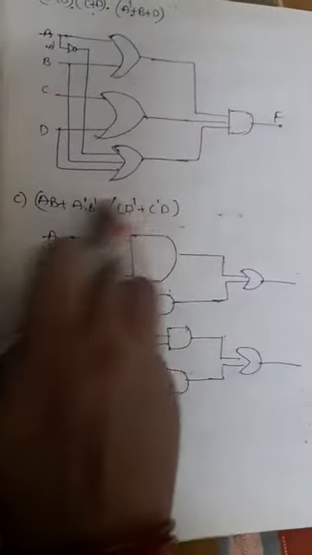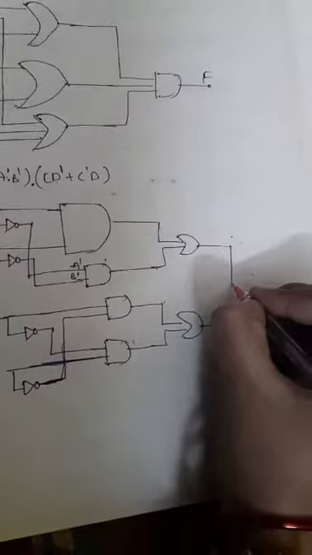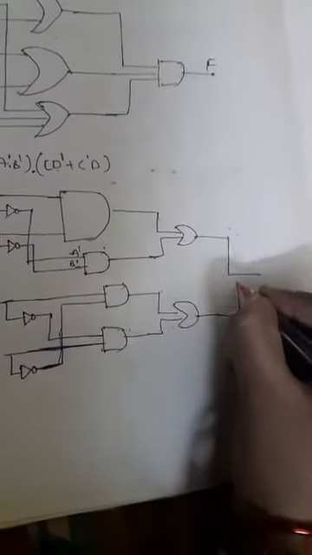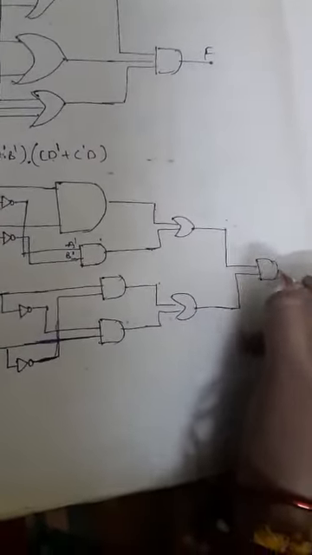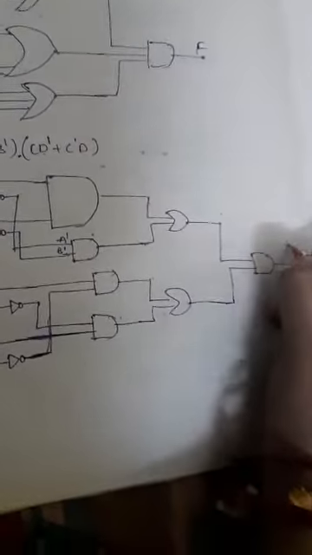In between these two terms we'll have which operator? This is the AND operator. This is the complete function F.